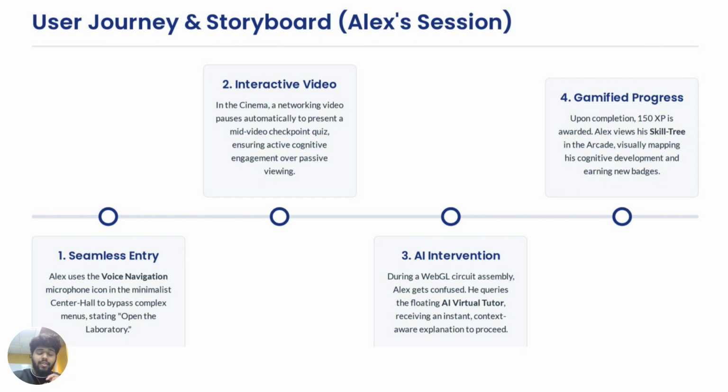And then we have AI intervention. During a WebGL circuit assembly, Alex can direct his queries to the floating AI virtual tutor, receiving an instant context-aware explanation to proceed. And lastly, gamified progress. Upon completion, 150 XP is awarded. Alex views his skill tree in the arcade, visually mapping his cognitive development and earning badges.